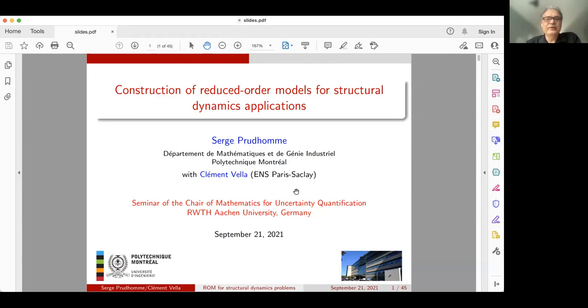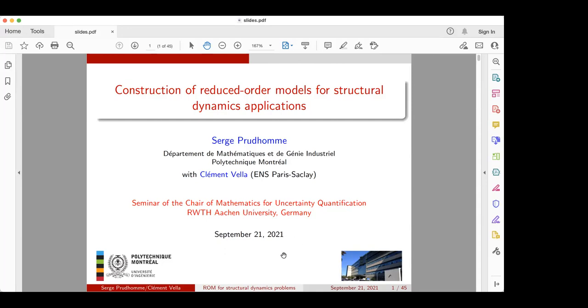This is a work that I've done in collaboration with Clément Vela. Vela is a student at the ENS, École Normale Supérieure de Paris-Saclay. He was actually doing a training with me this year, and actually was able to come to Montreal. Unfortunately, I haven't seen him at all. We did everything online, of course, through Zoom meetings. And I took the liberty to invite him to the seminar, but now he's on the West Coast, so it's very early for him. All right.